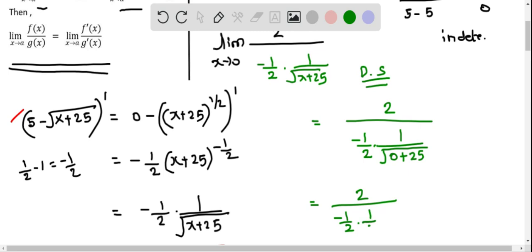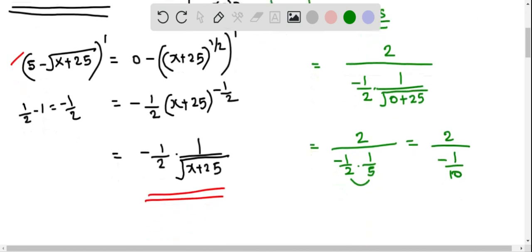So basically this is 1 over 5, or else we can write this as 2 over negative 1 by 2 times 1 by 5. The denominator gets multiplied, so it becomes negative 1 over 10. Now we can multiply by the reciprocal of the denominator. So this becomes 2 times negative 10 over 1, which is negative 20. So this is the answer for this question.